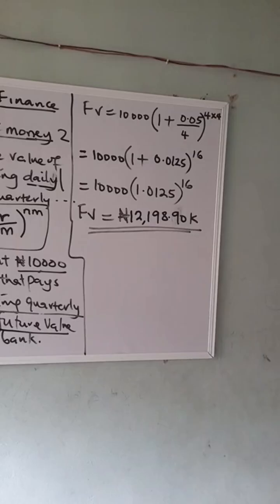Without wasting much of our time, that is the solution to the future value of money part 2, when we compound daily, compound weekly, and so on. That's how to calculate this part of finance.